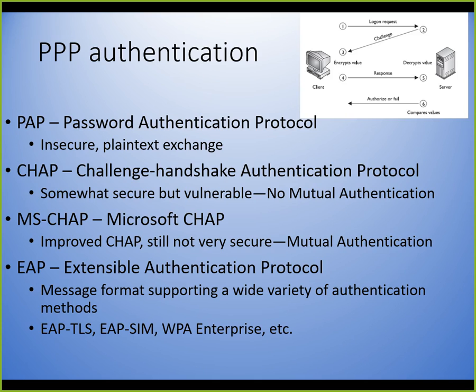But it is a little bit better. Challenge Handshake Authentication Protocol, CHAP. Somewhat secure, but it is vulnerable because there's no mutual authentication. We can have it so that each of them logs on to each other, but there's no mutual authentication. One authenticates to the other. We can have it one way or two way. MS CHAP, Microsoft CHAP, is the next iteration of CHAP, the Challenge Handshake Authentication Protocol. Not necessarily really secure, but it does have mutual authentication.